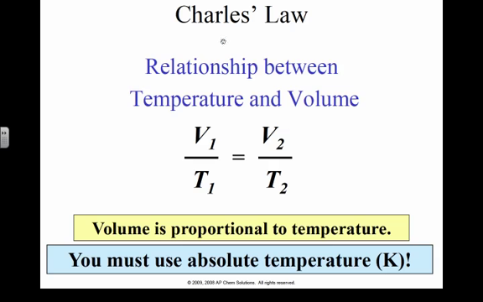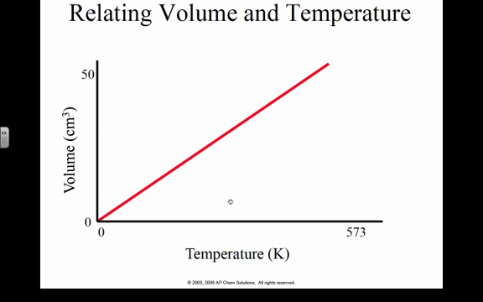Charles' law is the relationship between temperature and volume. And remember, if I increase the temperature, the molecules are going to move faster. If they're moving faster, there's more collisions with the container. If the container is allowed to expand, it will. If you decrease the temperature, there's less collisions with the container because they're moving slower, and therefore the container will contract. Don't forget, temperature has to be in Kelvin. So we've got V1 over T1 equals V2 over T2. And that is a direct relationship, so that's what the graph would look like.